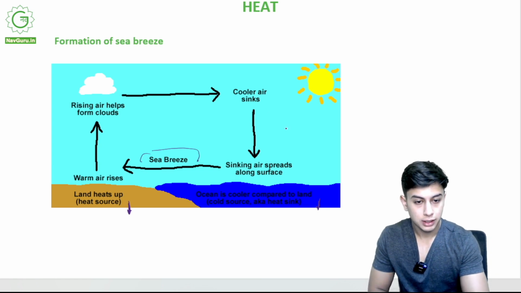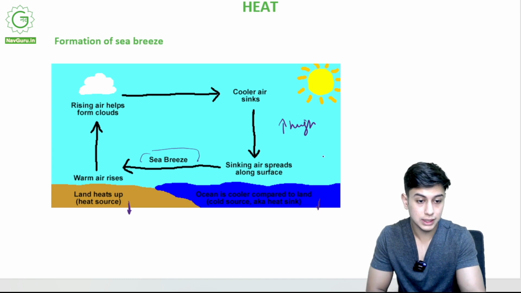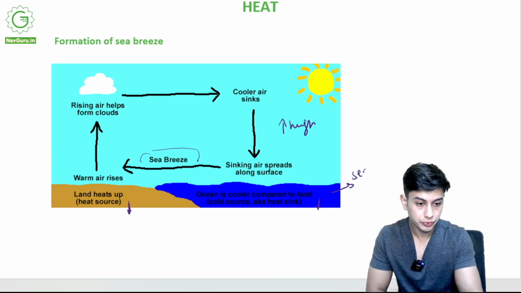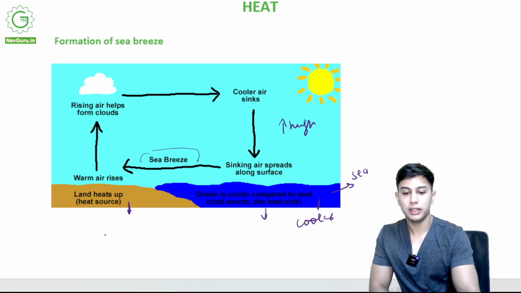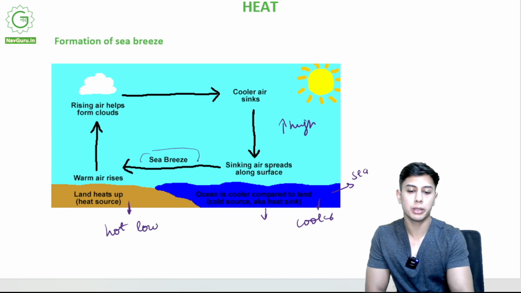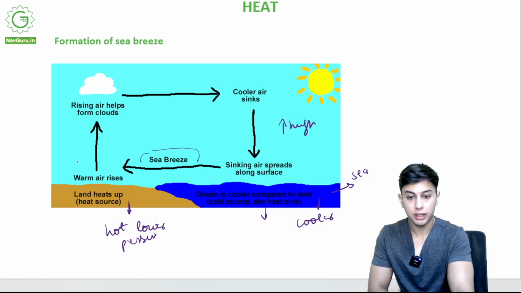Why is it happening? There is a pressure difference. This area is high pressure because it is over the sea. This is the sea. It is cooler. Cooler areas have higher pressure. Over here it is hotter. It is lower pressure. Okay, why? Because hot air is rising, okay.